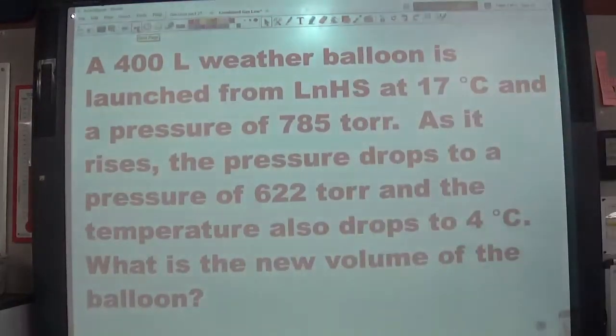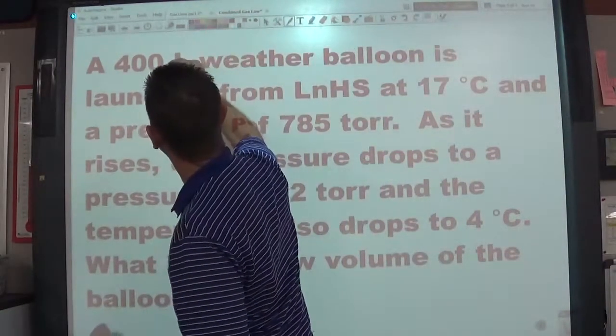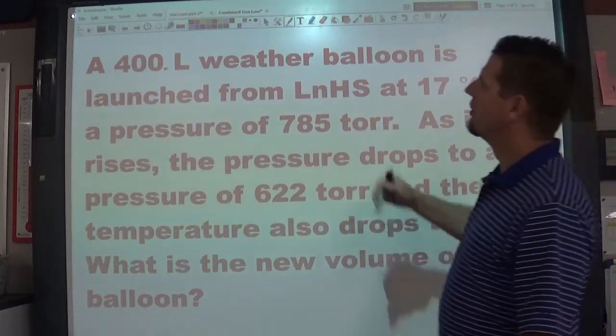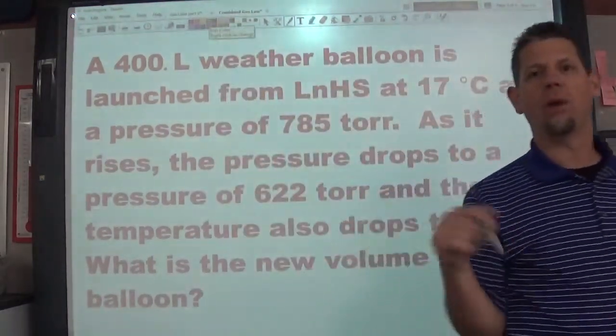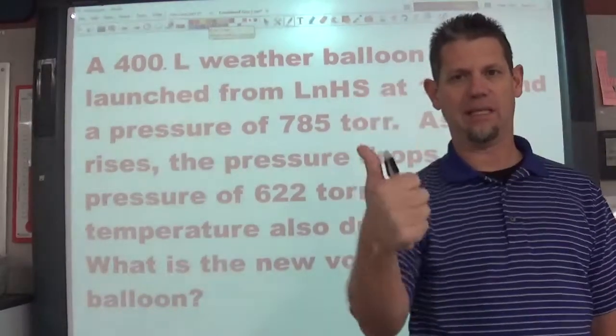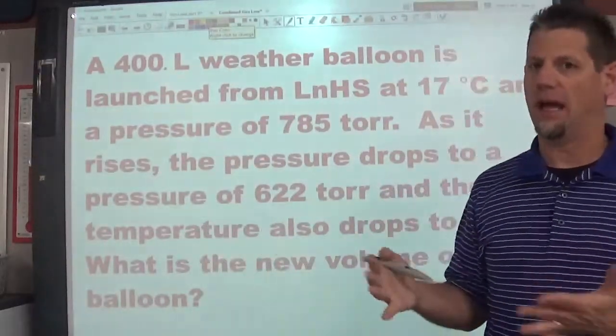Looks good. Okay. A 400 liter, and one other thing I meant to do, I forgot to type that when I was typing it out. That's supposed to be a decimal. That's 3 significant figures. A 400 liter weather balloon is launched from LNHS at 17 degrees Celsius and a pressure of 785 torr. As it rises, the pressure drops to a pressure of 622 torr, and the temperature also drops to 4 degrees Celsius. What is the new volume of the balloon? Before I turn the page, on this page right here, we are going to identify the variables P1, V1, T1, P2, V2, and T2, and then we'll go to the next slide and we'll see what's going on there.